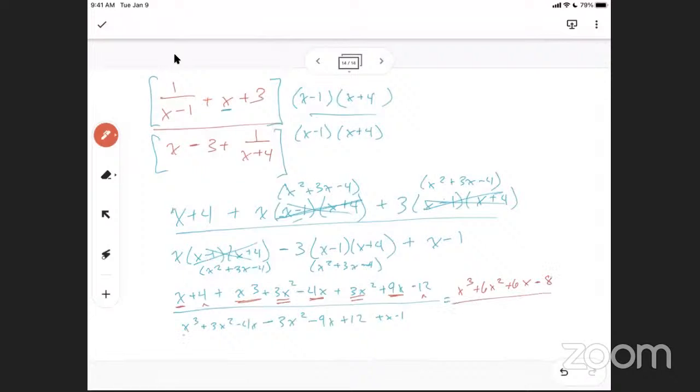In the bottom, I've got another x cubed here. I've got, oh, those cancel. Oh, wait, yeah. That's nice. So I have no x squareds. I've got negative 13x. Oh, no, plus another x. So negative 12x. Yeah, negative 12x.